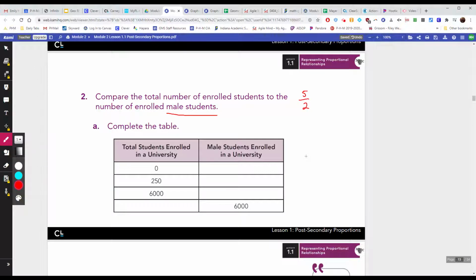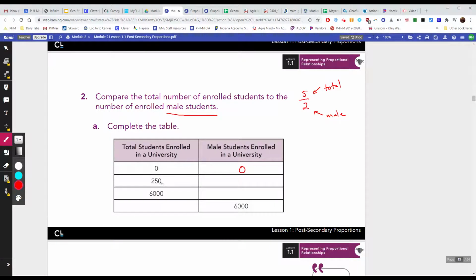So we're really using that ratio 5/2. The 5 is the total number of students. The 2 represents the number of male students. So we're going to work on completing this table for all these different instances here. So if the total students enrolled in a university is 0, then obviously there are 0 male students enrolled in that university as well.